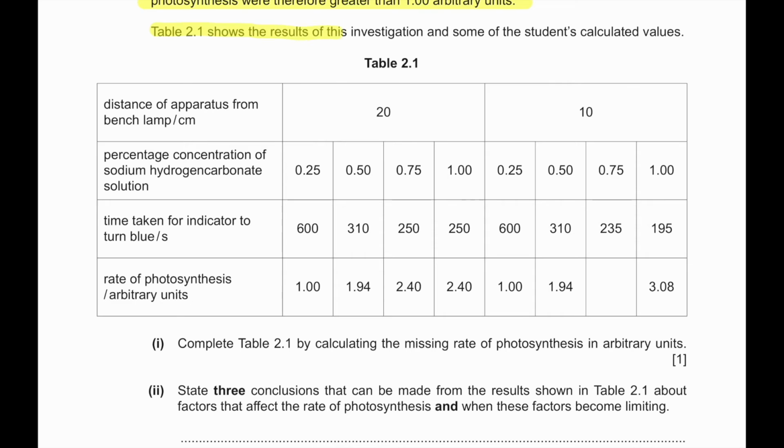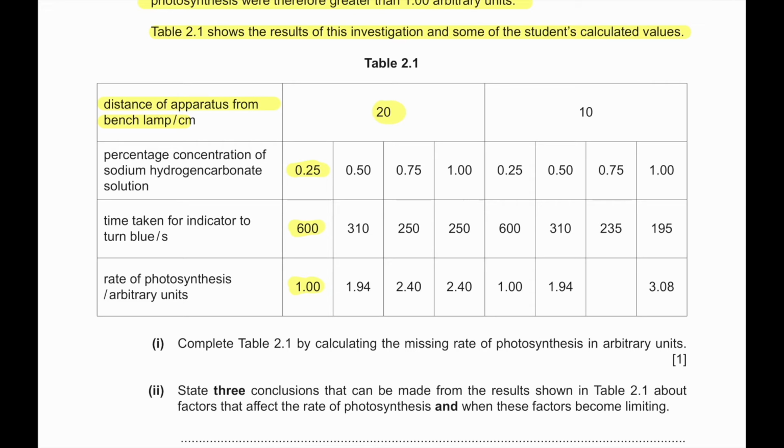Table 2.1 shows the results of this investigation and some of the students' calculated values. Distance of apparatus from the bench lamp, 20 centimeter. So we can see percentage concentration of sodium hydrogen carbonate 0.25. The time taken for the indicator to turn blue is 600, and the rate of photosynthesis in arbitrary units is 1.0.